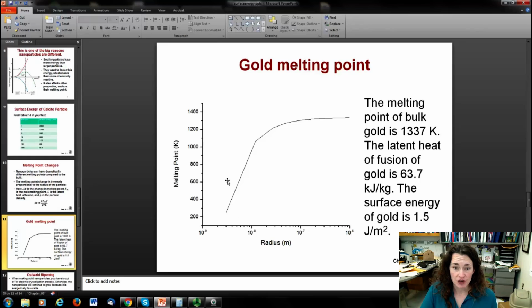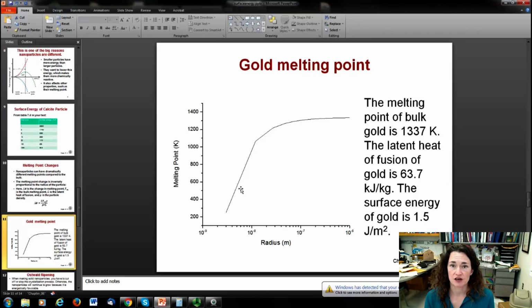So since you've got your bulk melting point up here, as your radius gets into the micrometer range up here, that puts you over here on the right, which is near the bulk melting point of gold. But you can see that as you shrink that radius down to the nanometer scale, it drops off really rapidly. Your melting point dramatically drops, okay? So that shows you how dramatically the size of the particle can affect the melting point.